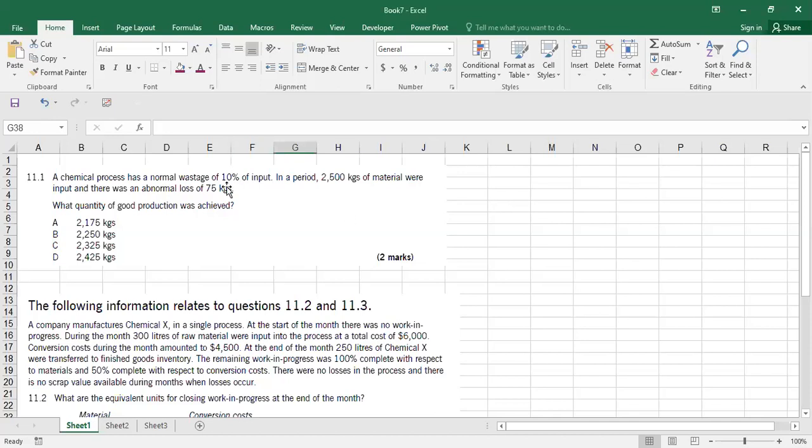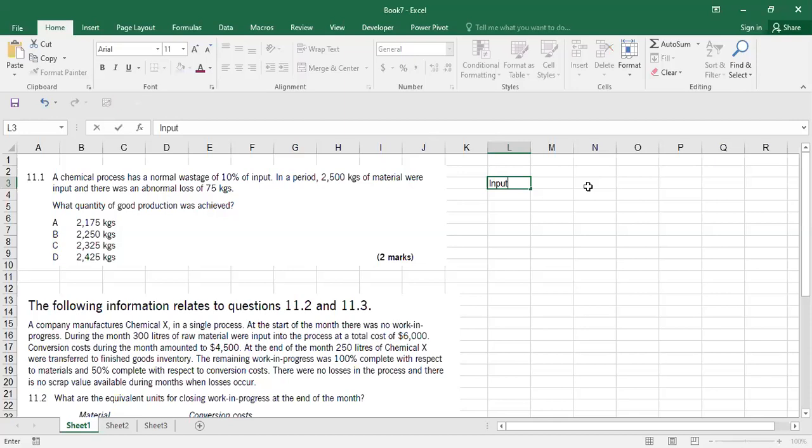It says that a chemical process has a normal wastage of 10% of input, 10% of normal loss. In a period, 2,500 kilograms of material were input, and there was an abnormal loss of 75 kilograms. What quantity of good production was achieved? So that is very simple.